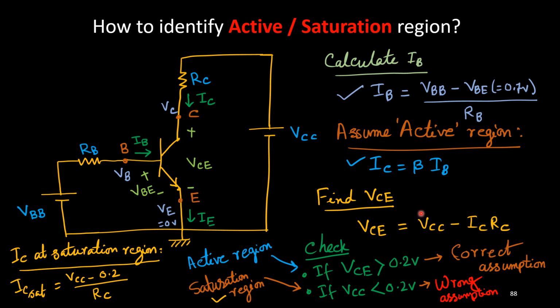Thus the current will be different. We'll assume that VCE is saturated at 0.2, then VCC minus 0.2 upon RC is the actual current in saturation region.